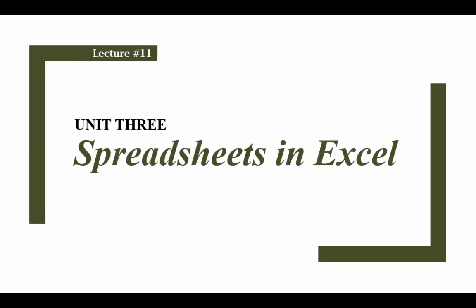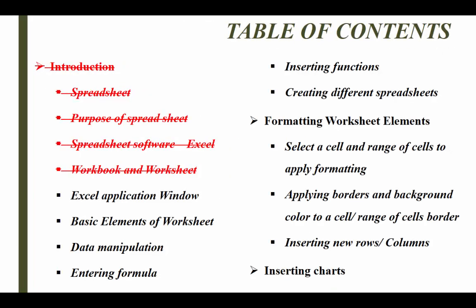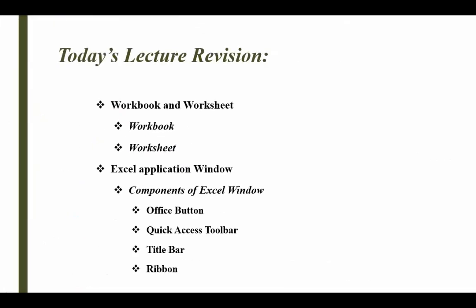Students, we are at unit number 3, studying spreadsheet in Excel. In this unit, so far we have studied the introduction, in which we studied what is spreadsheet, purpose of spreadsheet, spreadsheet software Excel, workbook and worksheet. And we are studying right now Excel application window. In the last lecture, we studied what is workbook and what is worksheet, and then what is Excel application window, in which we studied the components of the Excel window: office button, quick access toolbar, title bar and ribbon. Today we are going to continue our lecture from where we stopped last lecture. Let's continue our lecture.